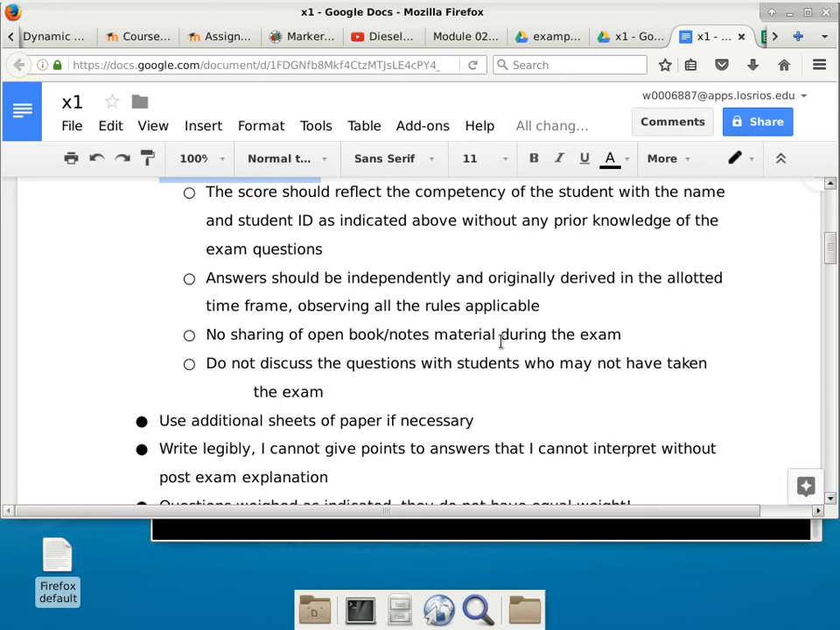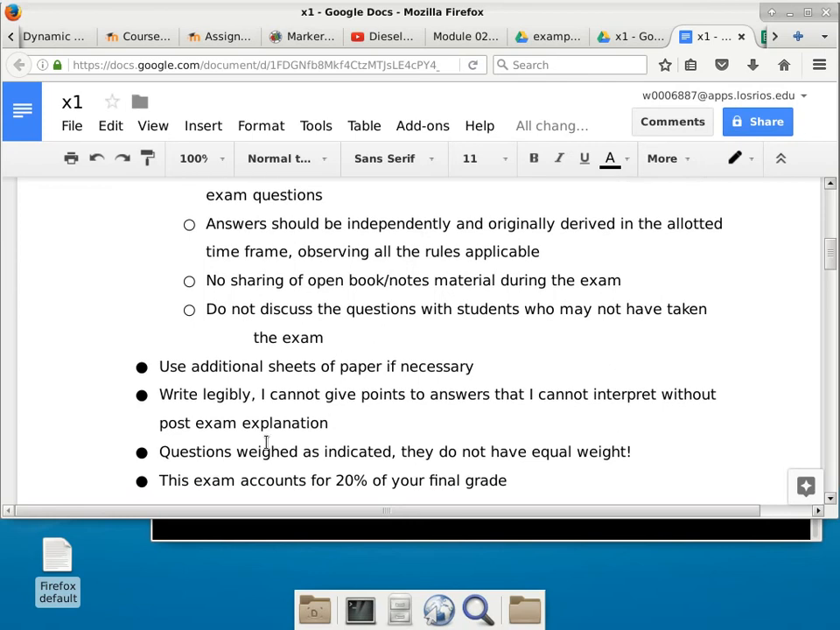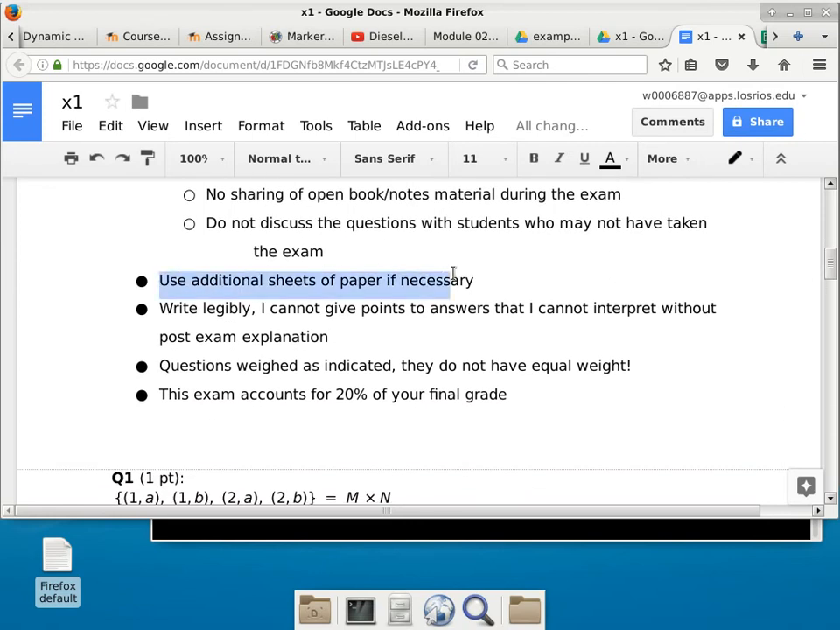The last one is do not discuss the questions with students who may not have taken the exam. So you can talk about the exam amongst each other. That's okay, as long as you know the other person was also in the exam. You can use additional sheets of paper if necessary, and most of the time, most people can fit the answers onto the paper itself. But if you think that you might need additional paper, bring your paper. I'm not going to supply additional paper.